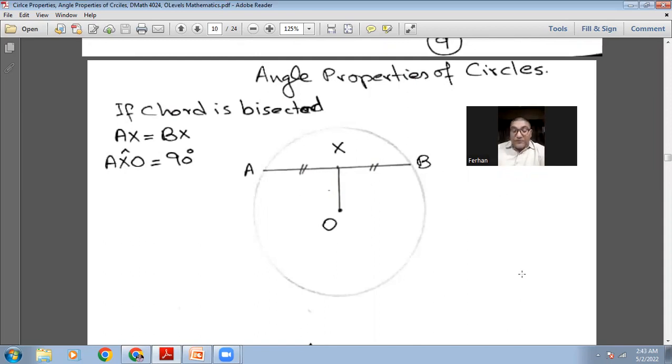Here we have another property, and it says that if a chord is bisected by a line segment coming from the center, then that line segment will make a 90-degree angle with the chord. For example, if AB is a chord and OX is a line segment coming from the center, and it divides this chord into 2 equal parts, if it bisects this chord, the angle between the chord and this line segment will be 100% 90 degrees. So if AX is equal to BX, then the angle AXO will be 90 degrees.